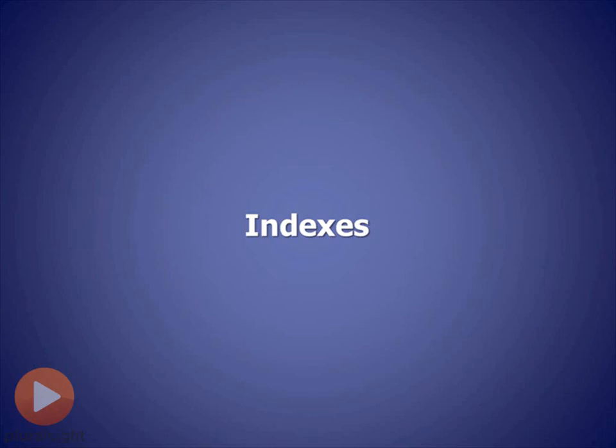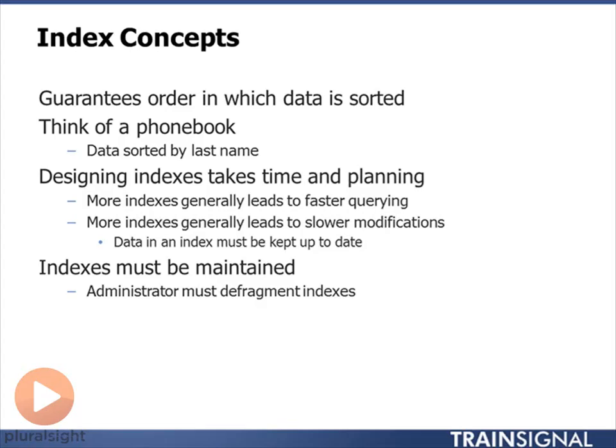For example, the first type of object that we want to talk about are indexes. What's an index? Well, an index is going to be some form of a guaranteed sorting of data. The most common example whenever anybody is trying to explain an index is to think of a phone book, that all the data in the phone book is going to be sorted by last name. That's guaranteed by the phone company, and SQL works the exact same way when we're talking about indexes.